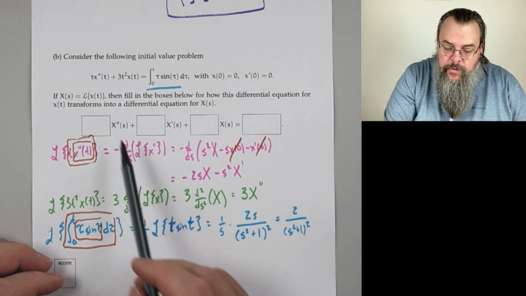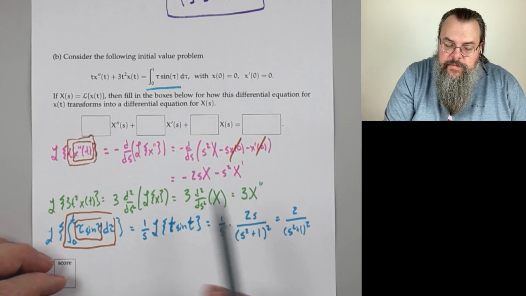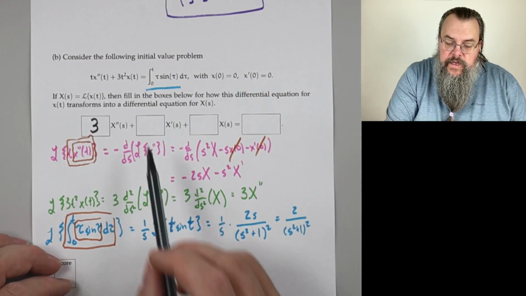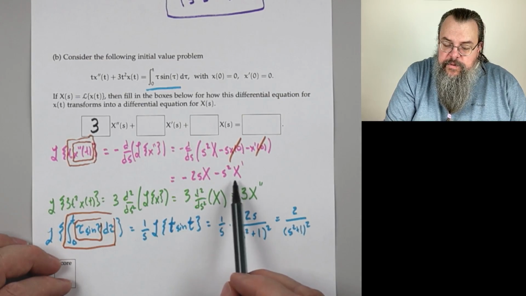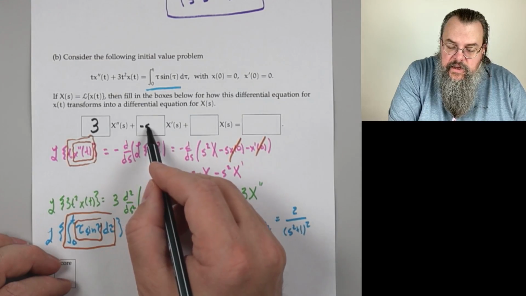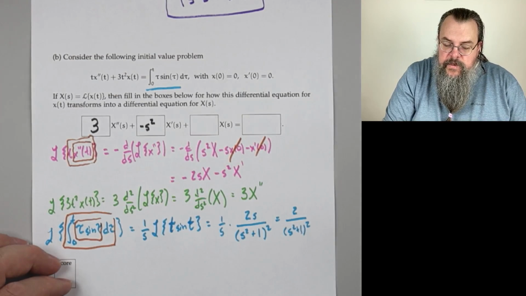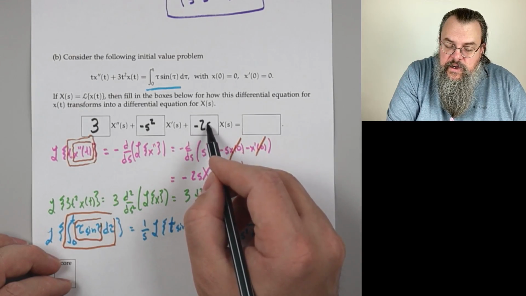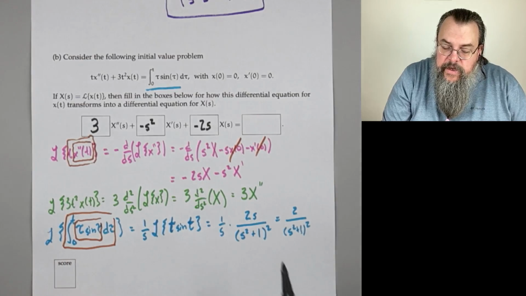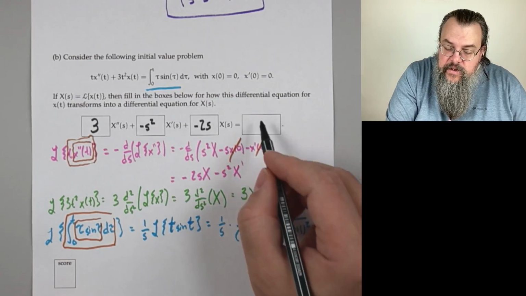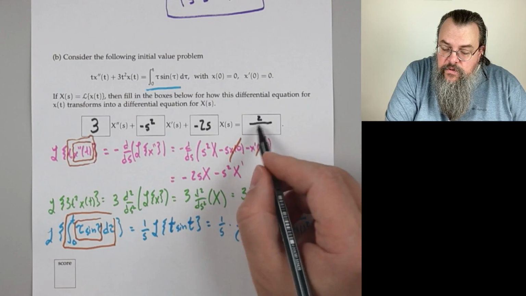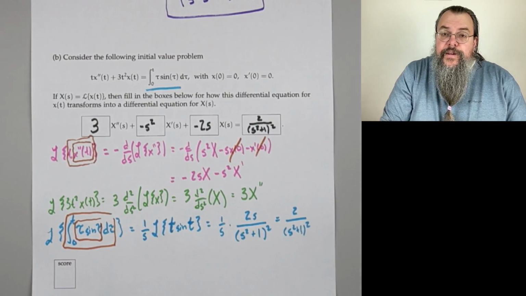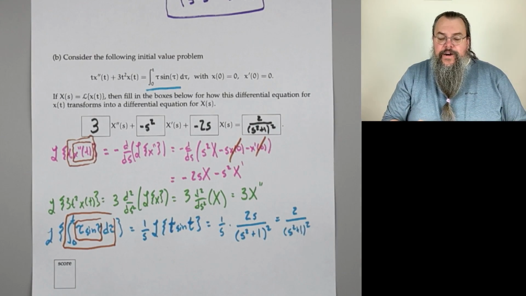Okay, so we have our x double prime. There's only a single x double prime, so that means that we put 3 into that box. X prime, there's only a single x prime, and that's a negative s squared. X, again, just a single one, a minus 2s. And the last box, right-hand side, is a 2 over s squared plus 1 squared. Done. Done. Wow.